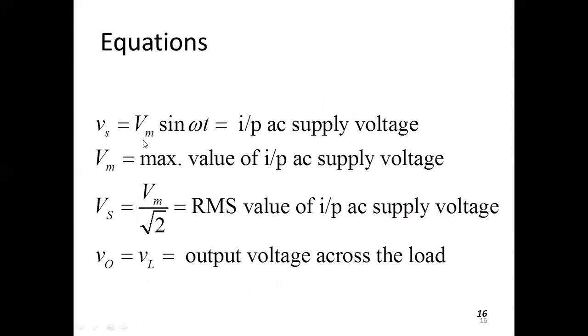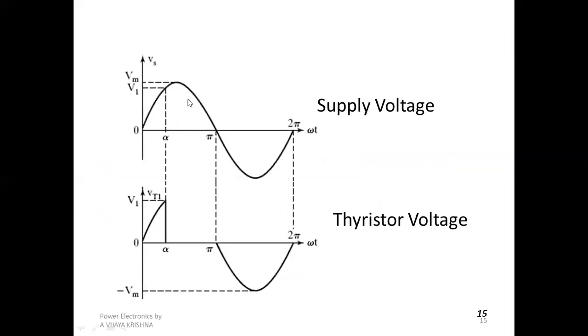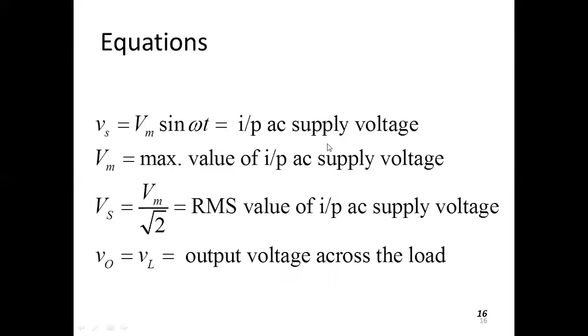Vs is the instantaneous supply voltage, the AC supply voltage, Vm sin omega t, and Vm is the maximum value of the input AC supply voltage, which occurs at pi by 2. Vm is the peak value or maximum value. And what about Vs? That is nothing but Vm by root 2, the RMS value of the AC supply. V naught is equal to VL, the output voltage across the load, which is an average value.